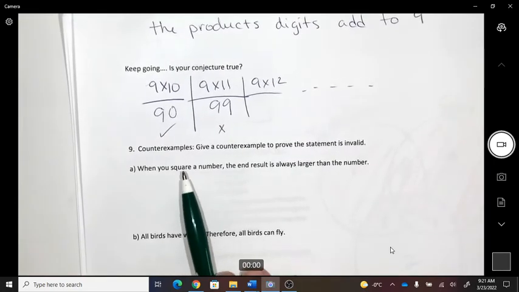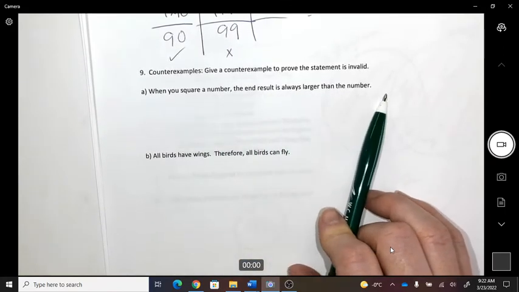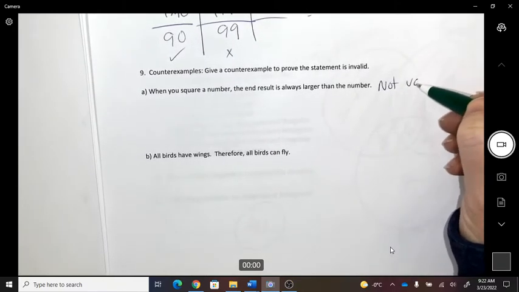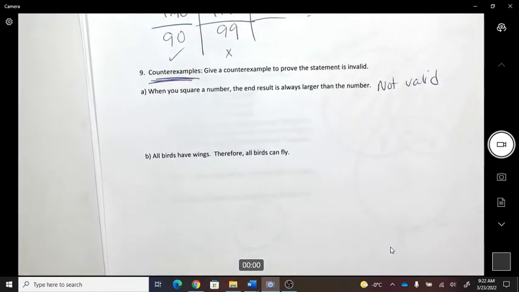Okay, I think we actually did this one. When you square a number, the result is always larger than the number. Is that always true in math? Nope. It's not valid. Can you give me a counterexample that shows that that's not always the case? Do you remember which ones we did? We had a few. What number and squaring it doesn't make it bigger? We had a couple examples. Do you remember?